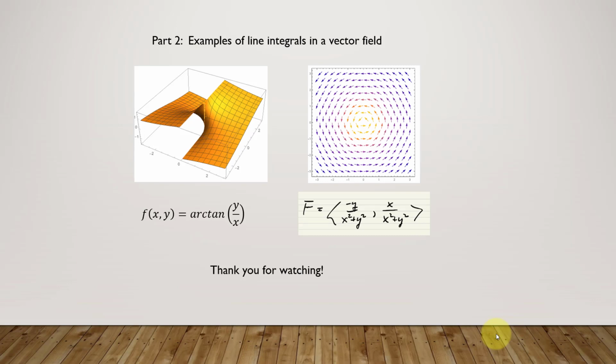I think in part 2 what I'll do is go back to this function, this potential function arctangent y over x. This is a picture of that function. And here's its gradient vector field, and I'll analyze some line integrals in this vector field, what the significance of those line integrals and the results for different regions and different paths is, and how that corresponds to this function. But that's the end of this video.